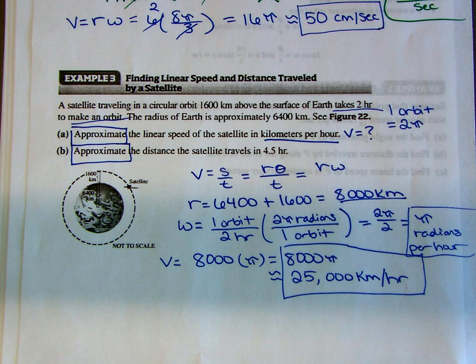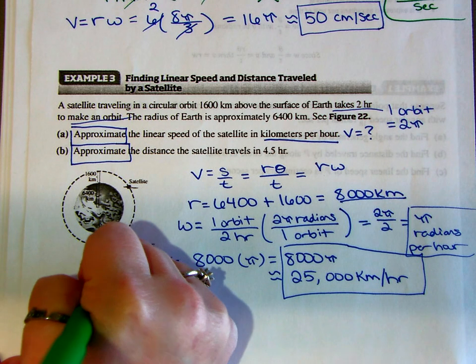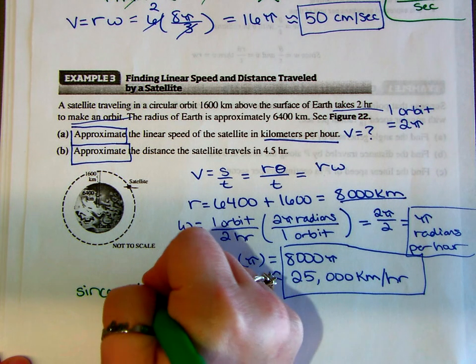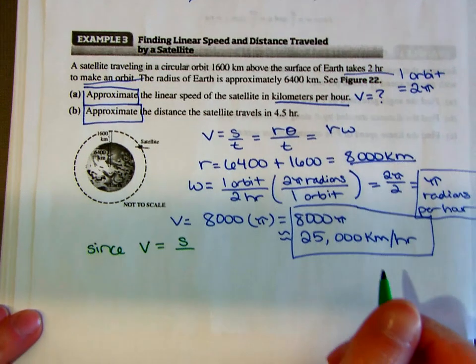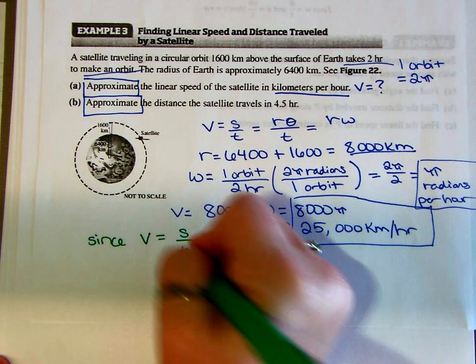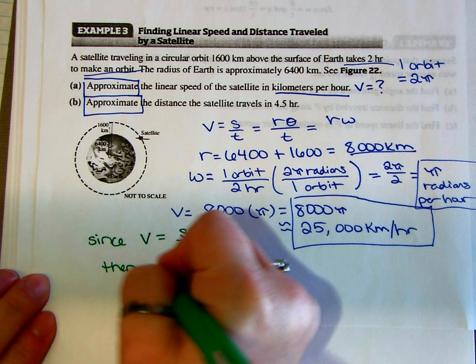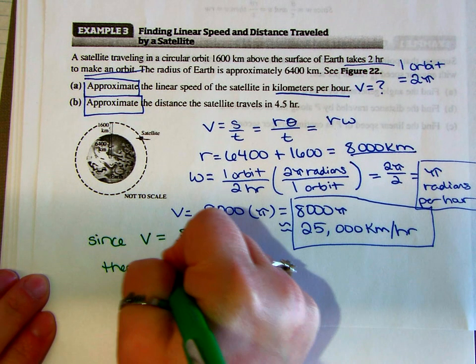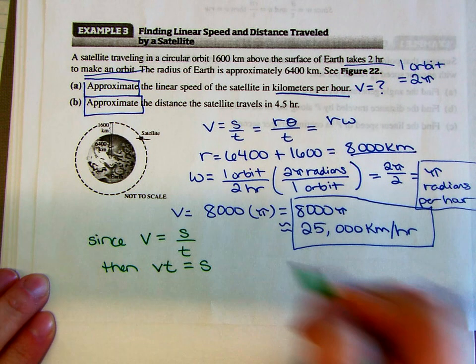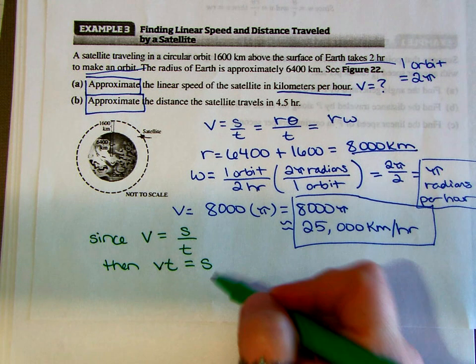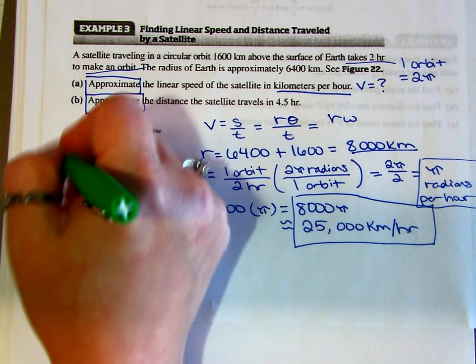So here's what I noted, is that since we know that our linear speed is our arc length divided by time, then we can figure out our arc length by taking our linear speed times time. It's just like traveling in a car. You can figure out how far you're traveling based on how fast you're traveling versus how long you're traveling for. And that's really what's happening here. How far is that satellite going to go around in a given amount of time?